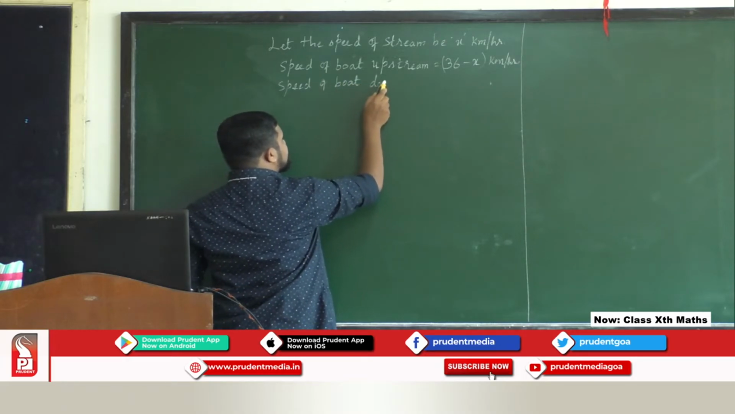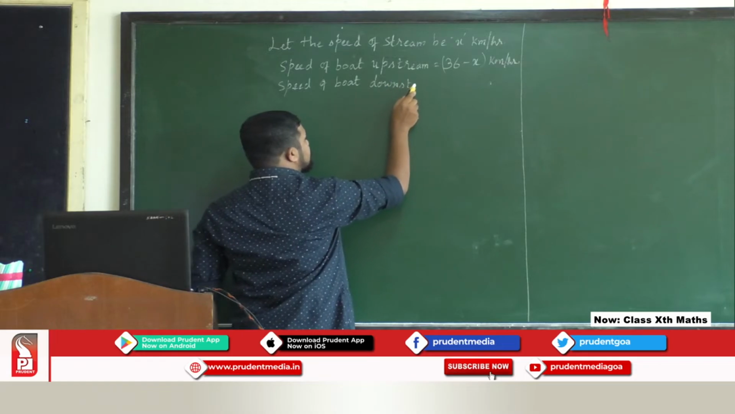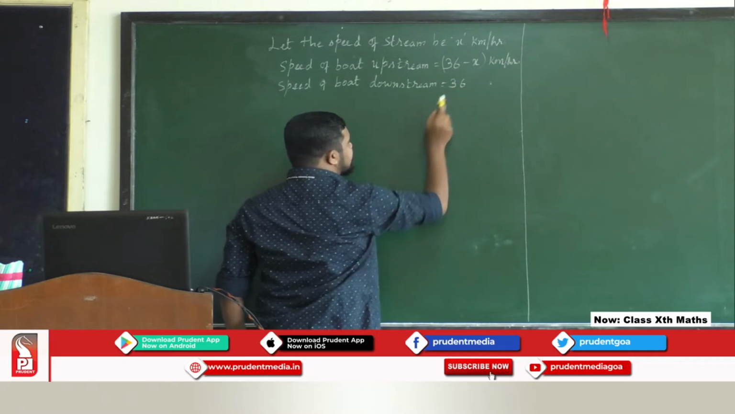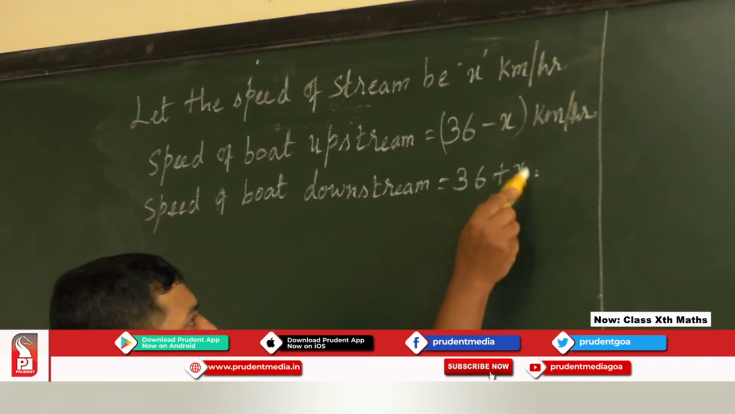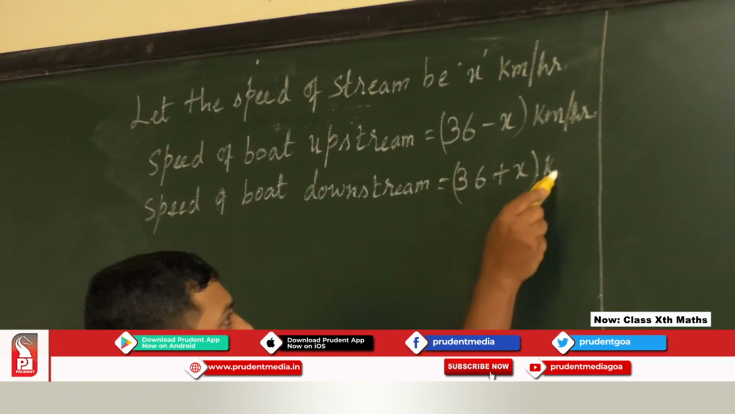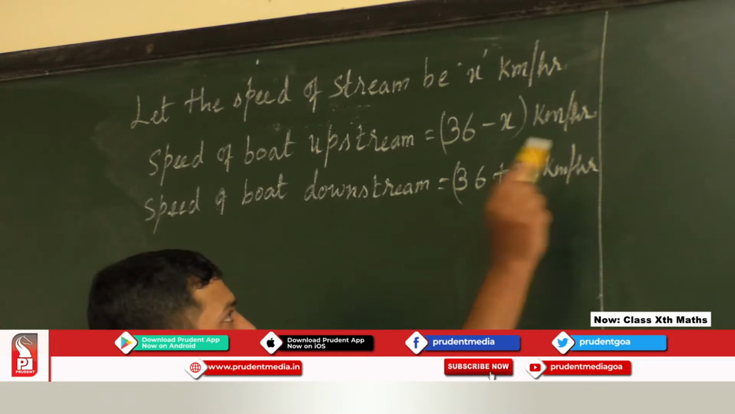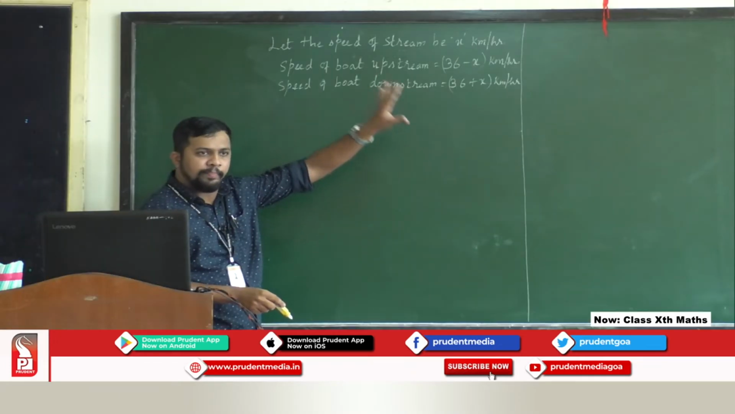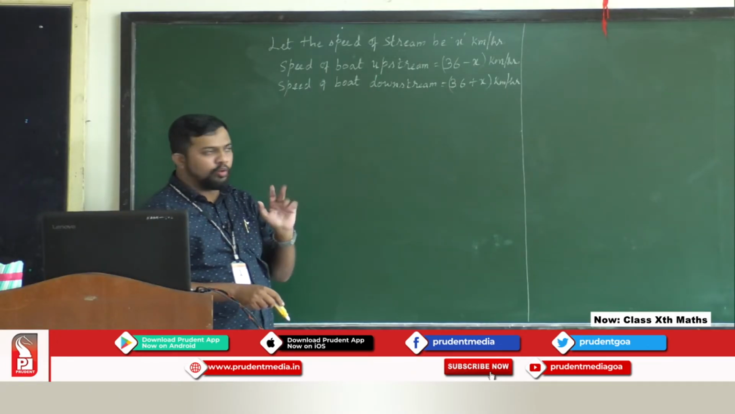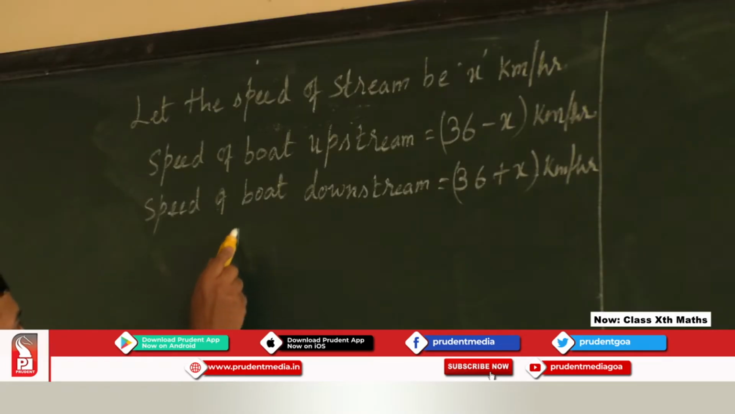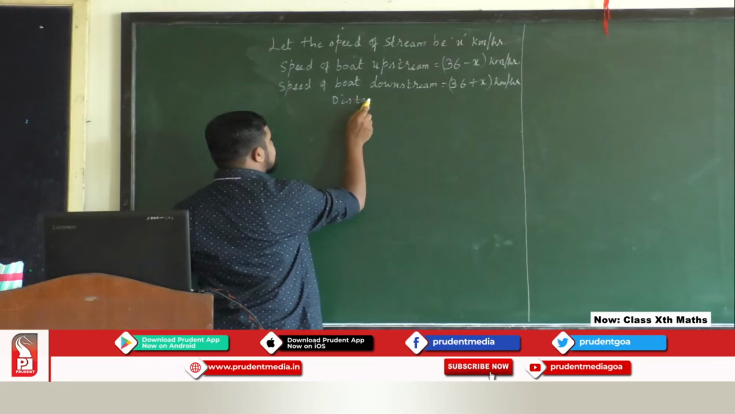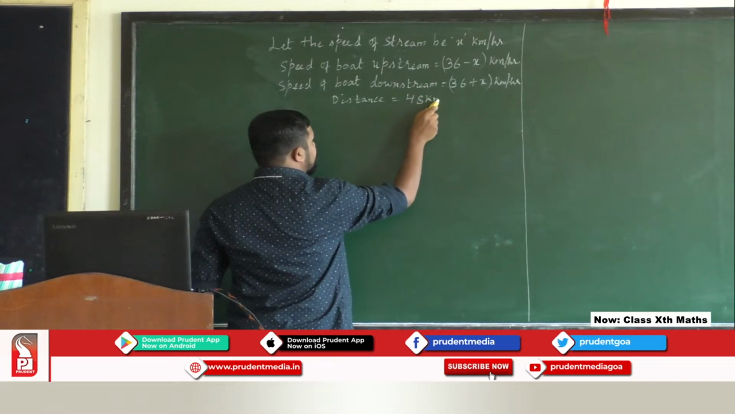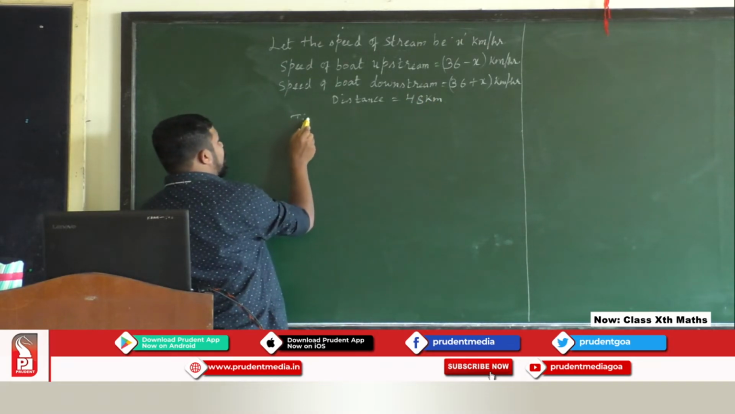Same way, speed of boat downstream. Again, we know the speed of boat is 36 plus x. So 36 plus x. Two speeds we got, upstream, downstream. Obviously, we will get two times. Write the distance, what is given to you. Distance is 48 km.